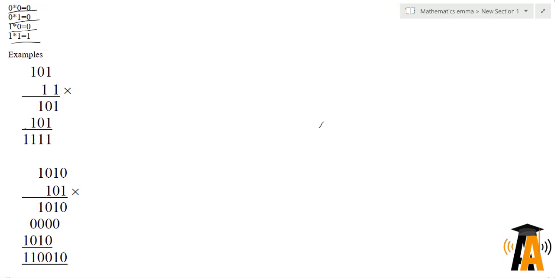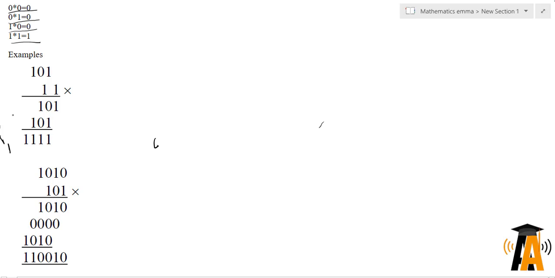Let's look at this example quickly. We have 101 times 1 1. We have 1 times 1 is 1. 1 times 0, we have 0. 1 times 1, we have 1. So pick this one again. 1 times 1, we have this one here. 1 times 0, we have 0. Then 1 times 1, we have 1.